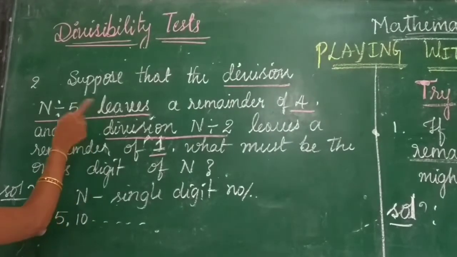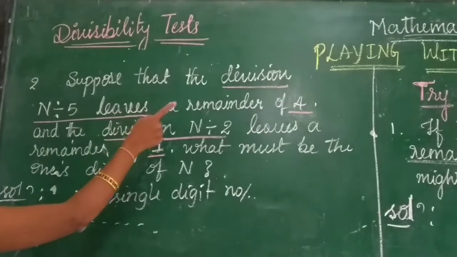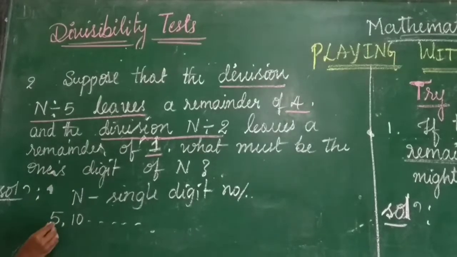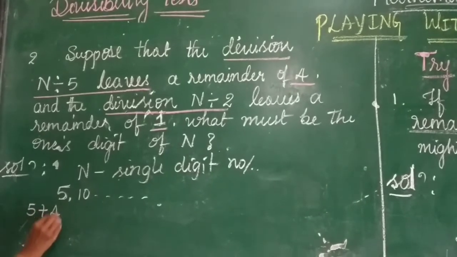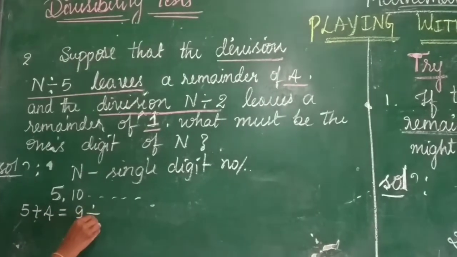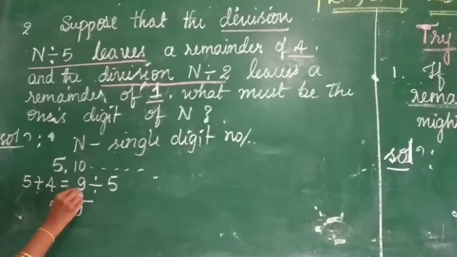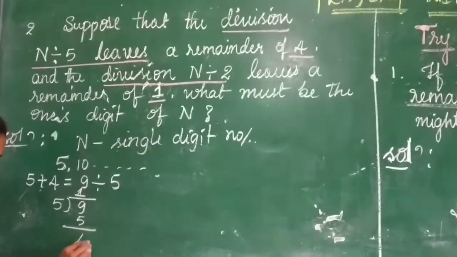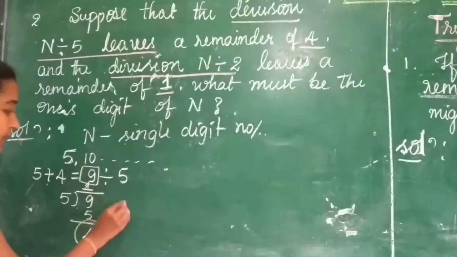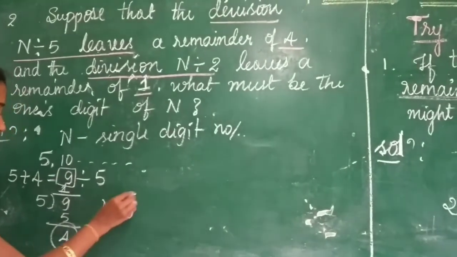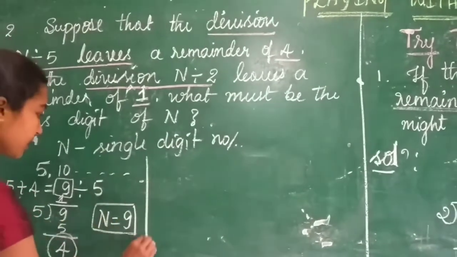Here the first part of this question is: division n divided by 5 leaves a remainder of 4. Now the possible case of taking the number is only 5. 5 plus 4 gives the number 9. It is divided by 5. 9 divided by 5, 5 ones are 5. See children, here it leaves the remainder 4. Here the number is 9. n stands for 9. The first half of this question is completed.